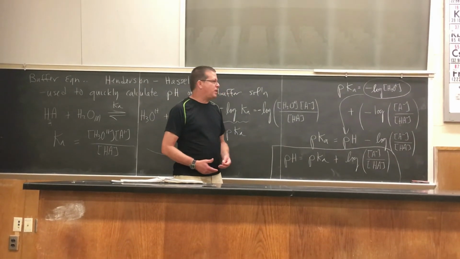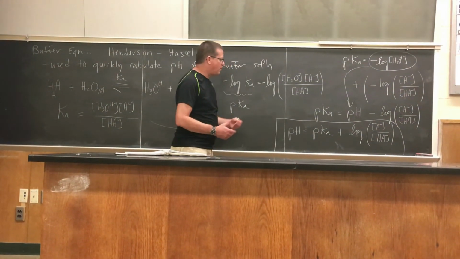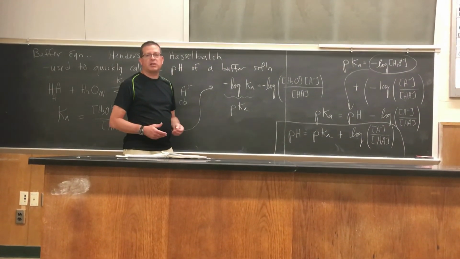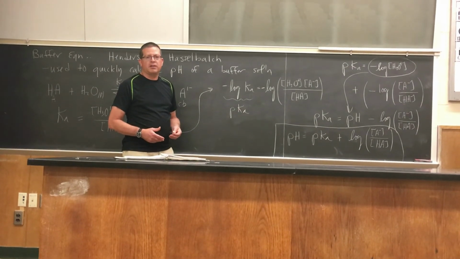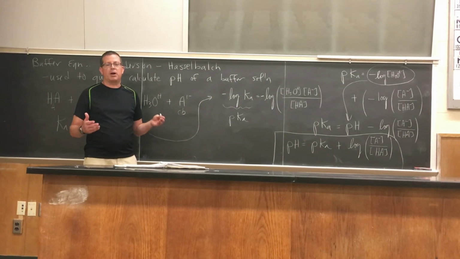Or if we want to know the amounts of the anion or acid relative to one another to make the buffer to a given pH, we can use Henderson-Hasselbalch to do that as well. So we're going to find that it's a very, very convenient equation to use for setting up a buffer solution.